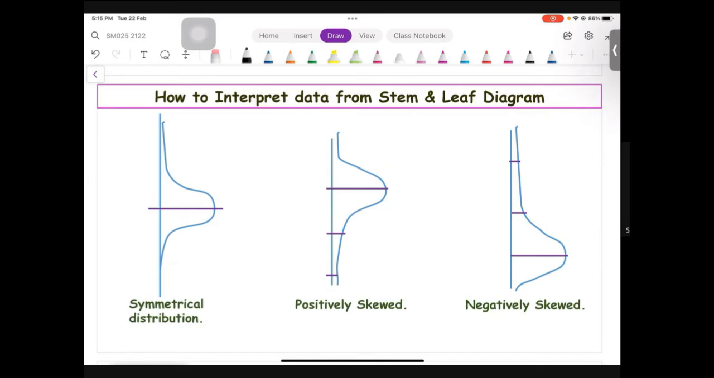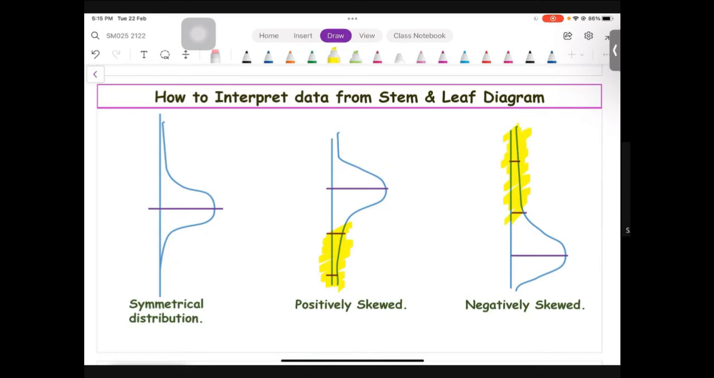If we get the first shape or nampak macam tu, that would be normal distribution or we call as symmetrical distribution. For the second one, this would be positively skewed because our data is skewed to the right. Kalau kita pusingkan gambar distribution ni, awak akan nampak it's skewed to the right lah kat bahagian bawah tu. And last one, it is negatively skewed because data kita lagi memanjang ke arah kiri, skewed to the left.